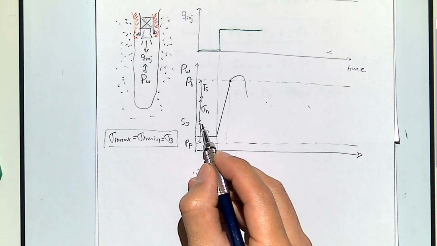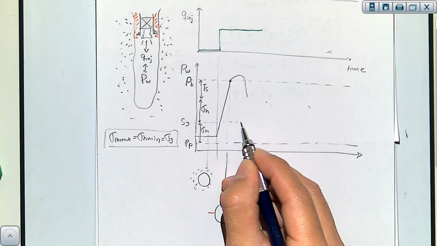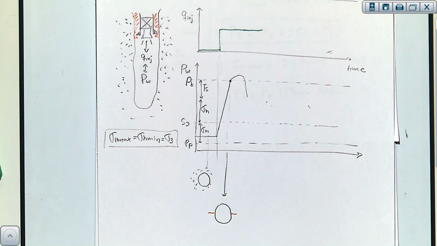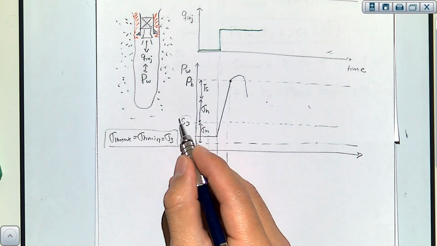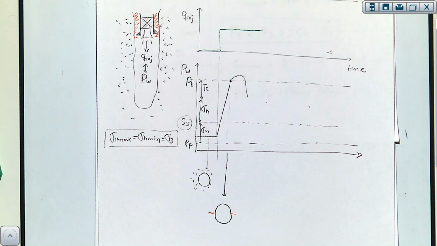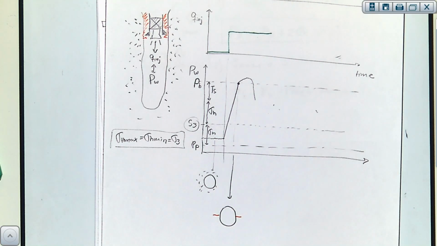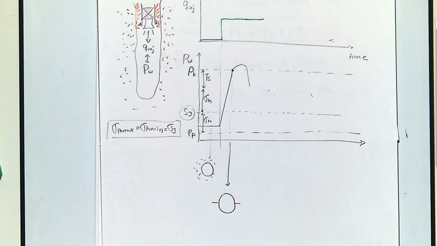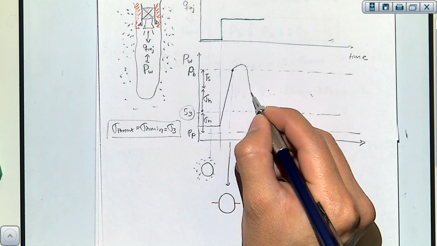We are still injecting at the constant injection rate. So notice that this is the minimum. This is the lowest stress that you need to open a hydraulic fracture. But that doesn't mean necessarily that your fracture is going to propagate. In order to have the fracture propagating, you need some additional pressure.